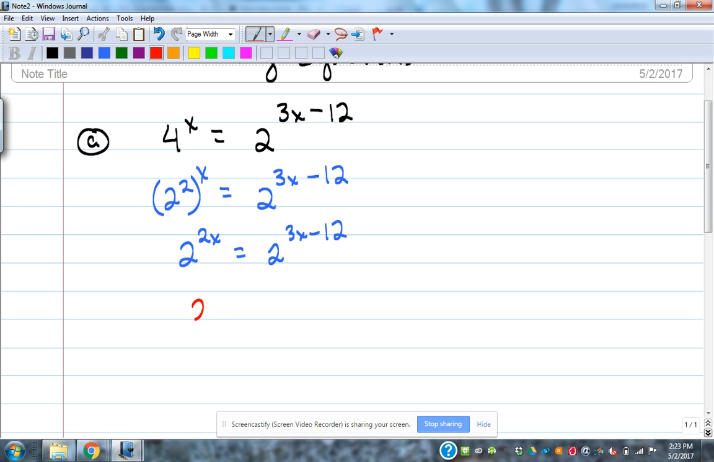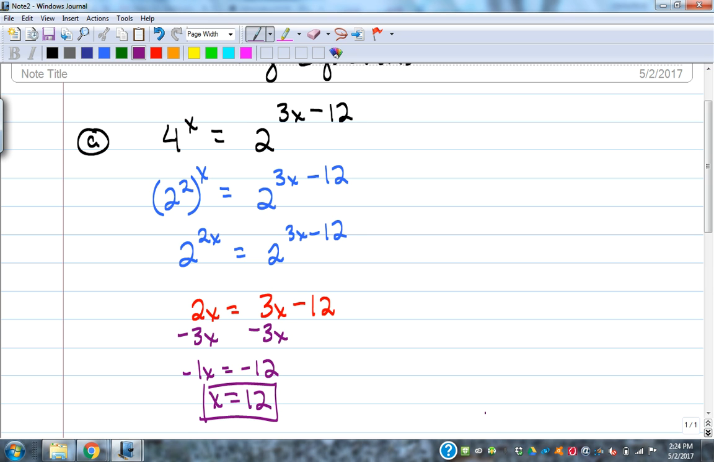Okay? So that's what we're going to do. We're going to set those exponents equal to each other because the bases are the same. If the bases are not the same, we can't do that. Okay? Keep that in mind. They have to be able to rewrite them with the same base. So then solve it. We get negative 1x equals negative 12. x is equal to 12. So we get a solution. That's always nice, because we can take that solution and plug it back into the original, make sure it's correct. And it is. 12 does work for that.